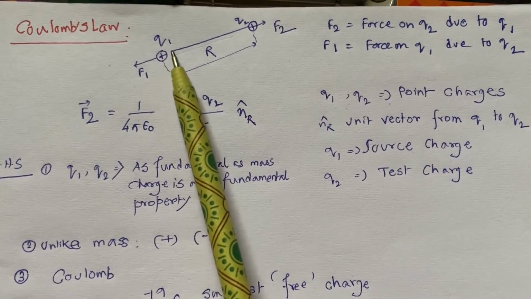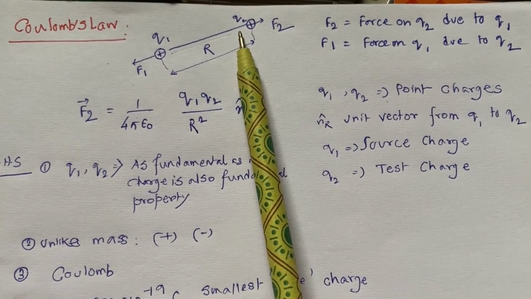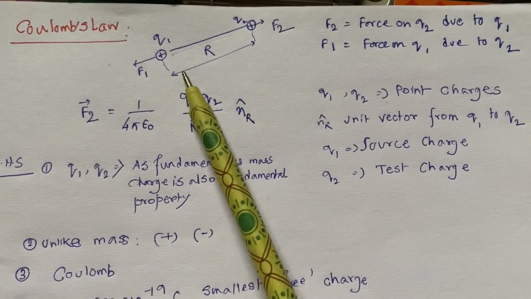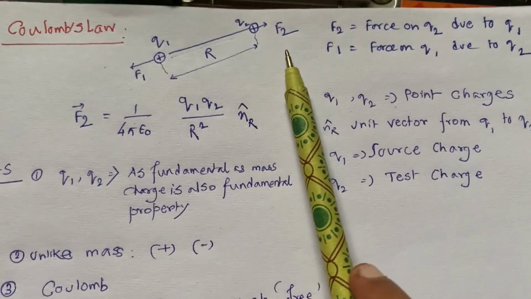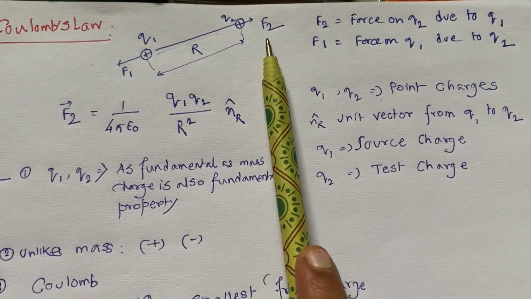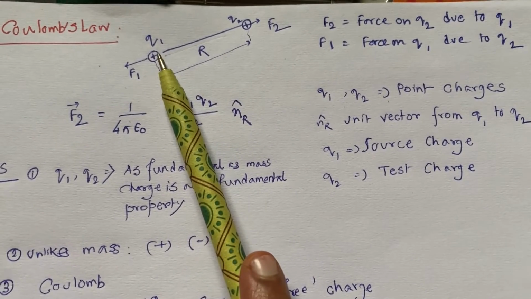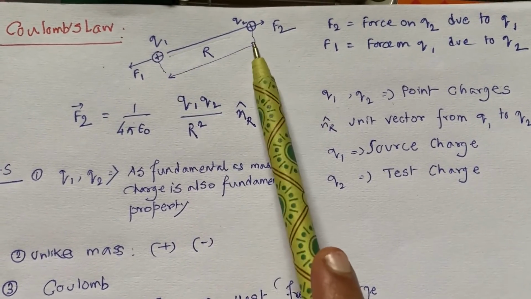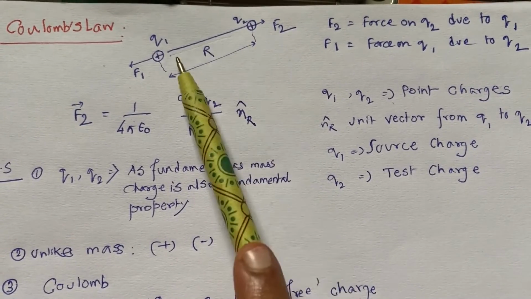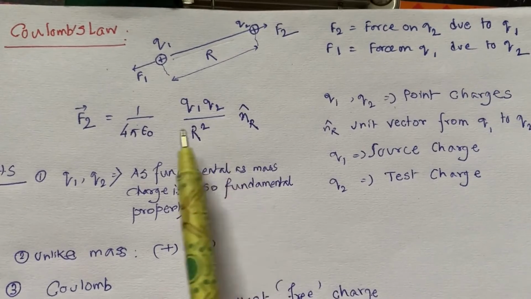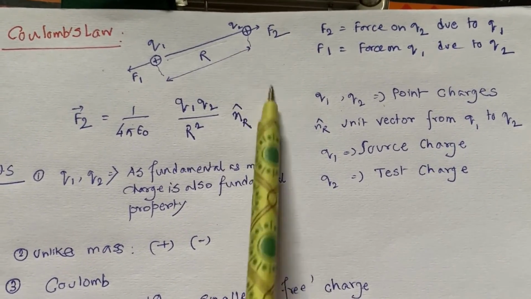We have two charges, q1 and q2. q1 is called the source charge, q2 is called the test charge. Now these are point charges. They are separated in space by a distance capital R. We want to find out the influence of one charge on the other. So here, as I am taking q1 as my source charge, I'll be writing the expression for F2. Now this F2 is directed along R, so I have written R cap. This is the unit vector ranging from q1 to q2.